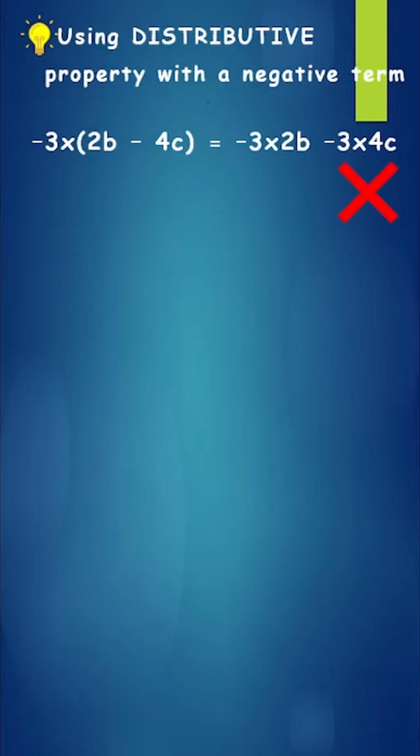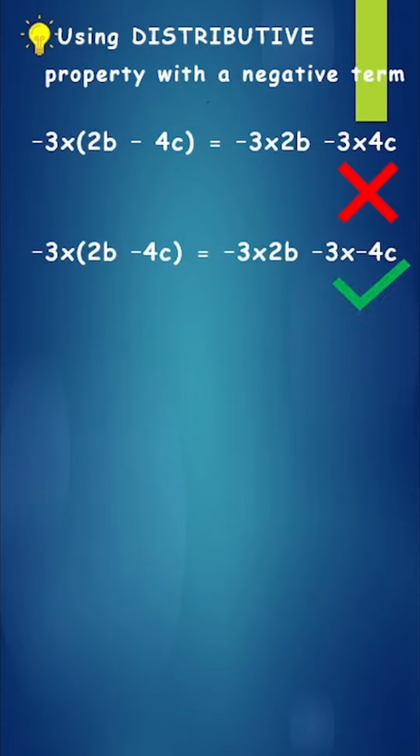So what would be the correct method of doing that? Here minus 3 is getting distributed with each term inside the bracket. So the correct result would become minus 3 times 2b minus 3 times minus 4c. This is how correctly a minus sign is distributed inside the bracket.